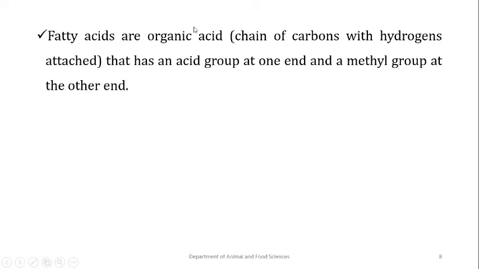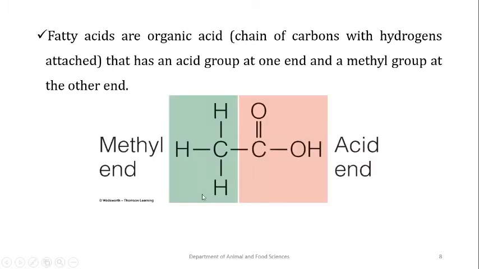Fatty acids are organic acids, a chain of carbon with hydrogen attached, that has an acid group at one end and a methyl group at the other end. It is like this. It has a methyl group at one end and an acid group at the other end, and in between there's a long, short or medium sized carbon chain made of carbon and hydrogen. I gave this information because it is required when we talk about omega-6 and omega-3 fatty acids.